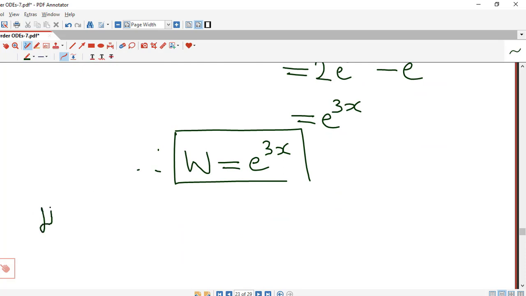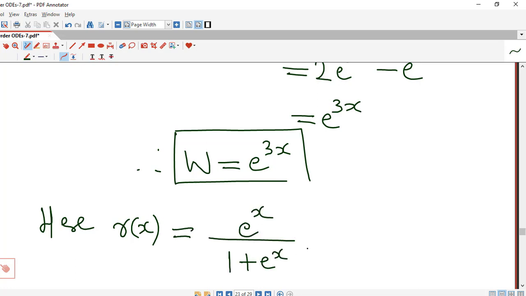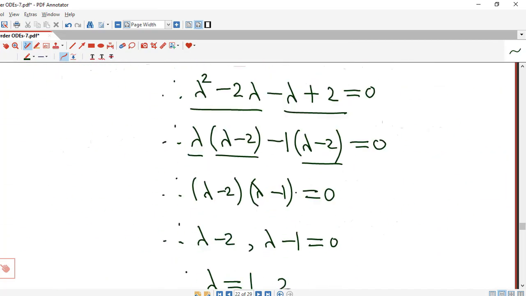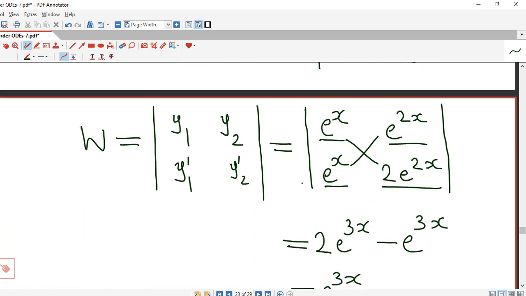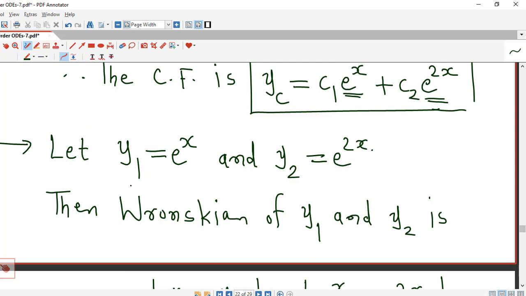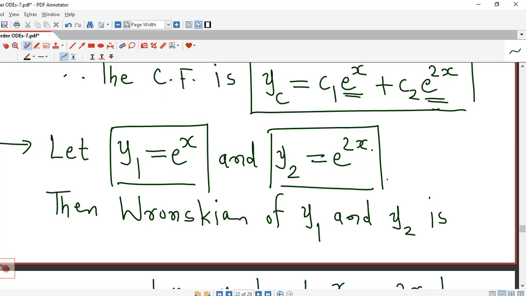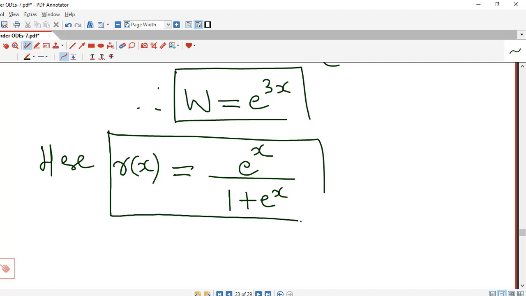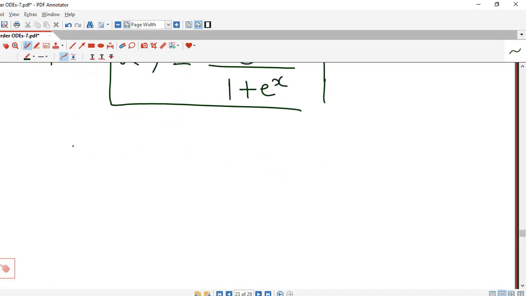And we have to write what the right hand side of the given equation is. It is e raised to x over 1 plus e raised to x. Let me check again. The right hand side is e raised to x over 1 plus e raised to x. The Wronskian is e raised to 3x. y1 and y2 are e raised to x and e raised to 2x. So we will require y1, y2, the Wronskian, and the right hand side of the given non-homogeneous equation to put into the formula for the particular integral.